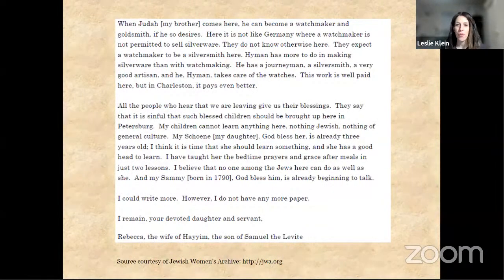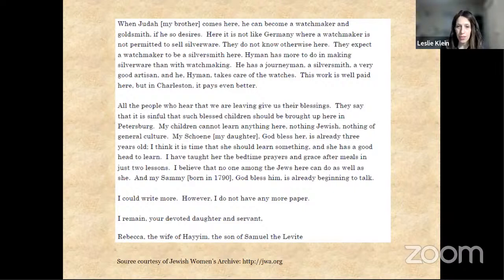Skipping down to end that paragraph, the work is well paid here, but in Charleston, it pays even better. All the people who hear that we are leaving give us their blessings. They say it is sinful that such blessed children should be brought up here in Petersburg. My children cannot learn anything here, nothing Jewish, nothing of general culture.